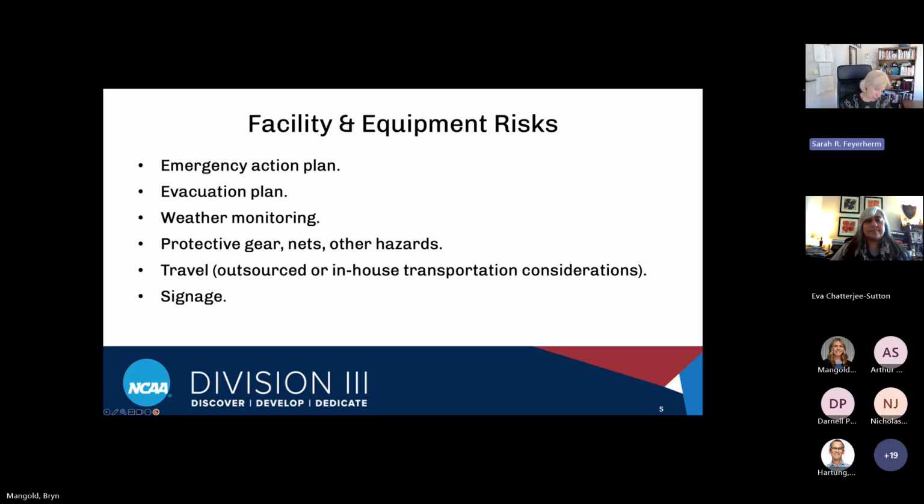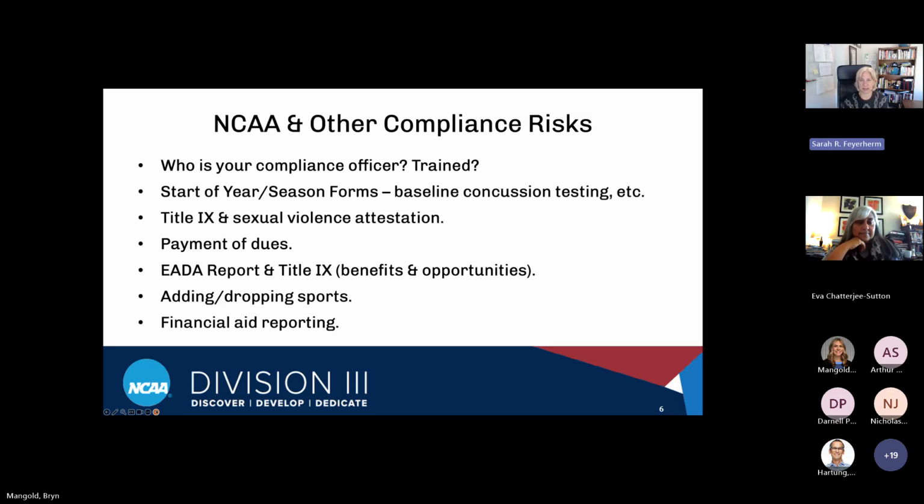All right, so we will go ahead and move to our next slide and our next risk area, which is really about the NCAA and other compliance risks. I think general compliance risks are probably something most of you are really familiar with. The specific things that are applicable to athletic teams, you may not have as much familiarity with. You don't have to know everything.